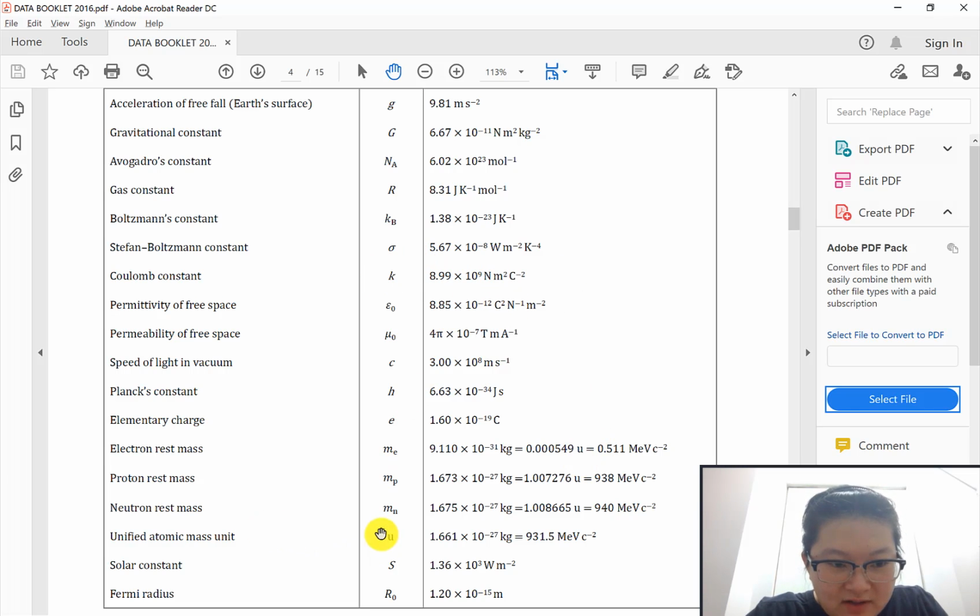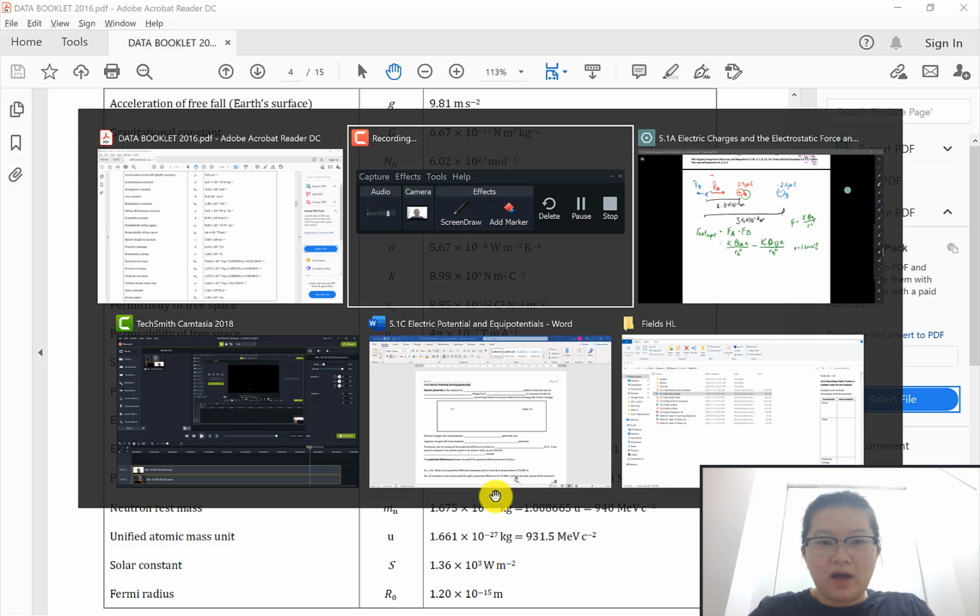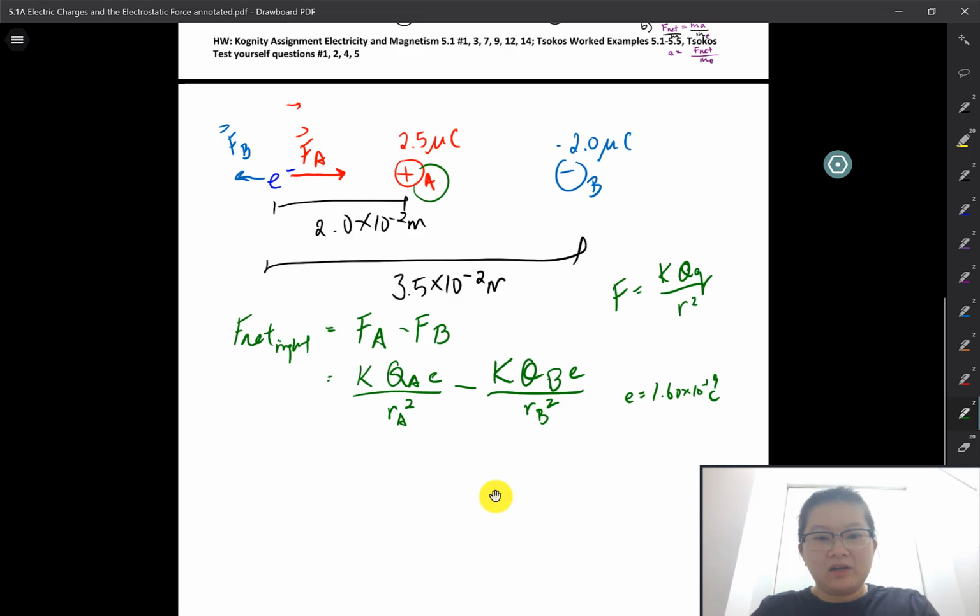There are some other numbers here that are going to be useful. Here's your elementary charge for your electron, the electron rest mass, which is in the question, the proton rest mass, and the neutron rest mass, which you may use as well. So let's go back here.